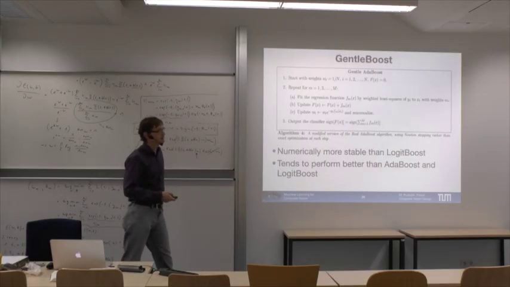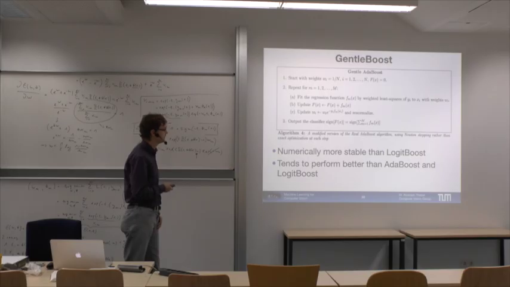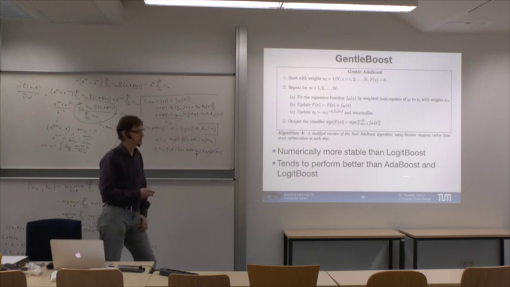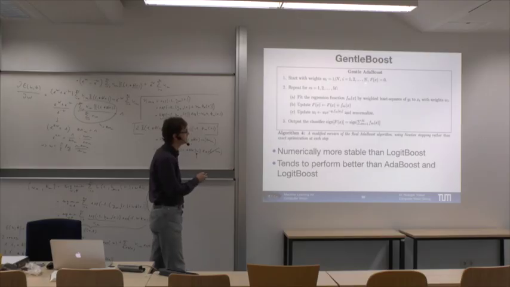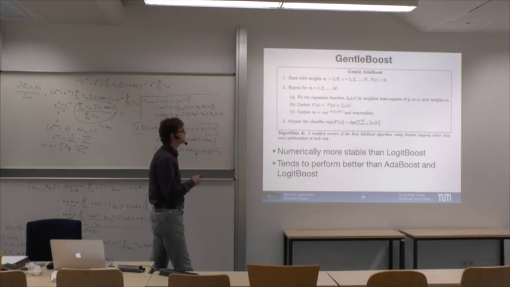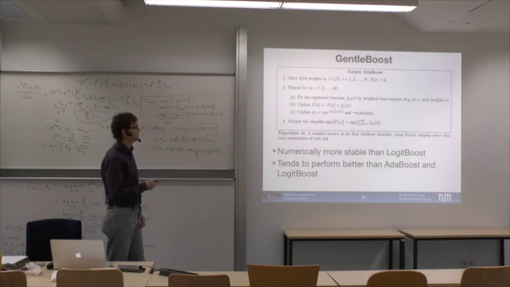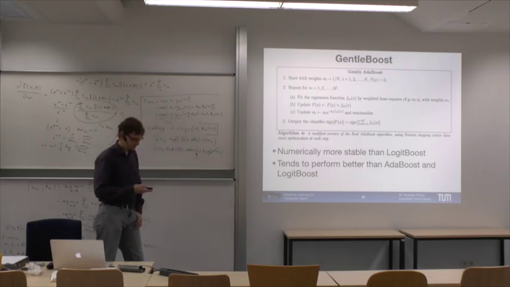Now there's another version of boosting, which is called GentleBoost. I name this for completeness. The facts about it are that it's numerically more stable than LogitBoost, and it tends to perform slightly better than both AdaBoost and LogitBoost. It's a slightly different way of doing it. Again, we initialize our weights and do m training rounds. We find a regression function, again with weighted least squares, and then we update our regression function by just summing them up. We update our weights and renormalize them. As output, we get the classifier: the sign of the sum over all weak classifiers.